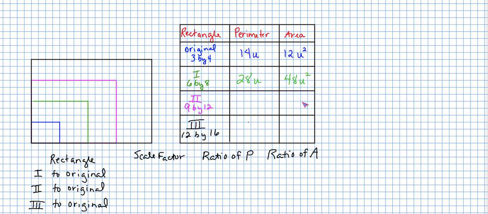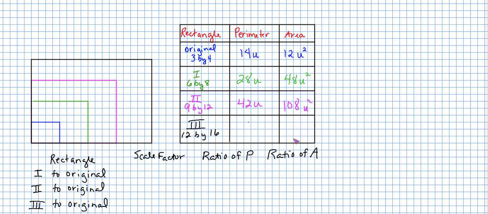Then we have the pink one, 9 by 12. 9 plus 12, and then multiply it by 2, we're going to get 42 units. And then 9 by 12, 9 times 12 is 108 square units.